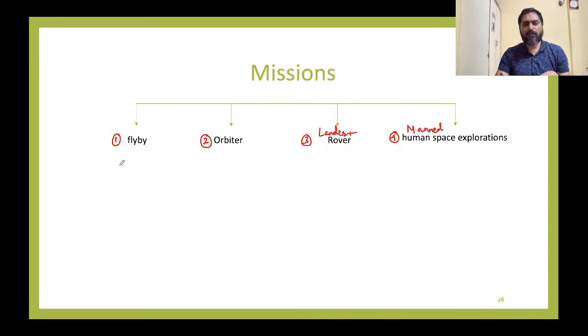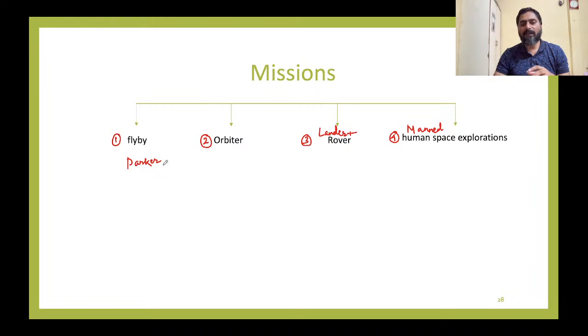Even recently, the Parker mission was sent to the Sun. But it flew past Mercury and Venus, and we were able to take photographs of Mercury and Venus. So with respect to Mercury and Venus, the Parker mission is a flyby mission.